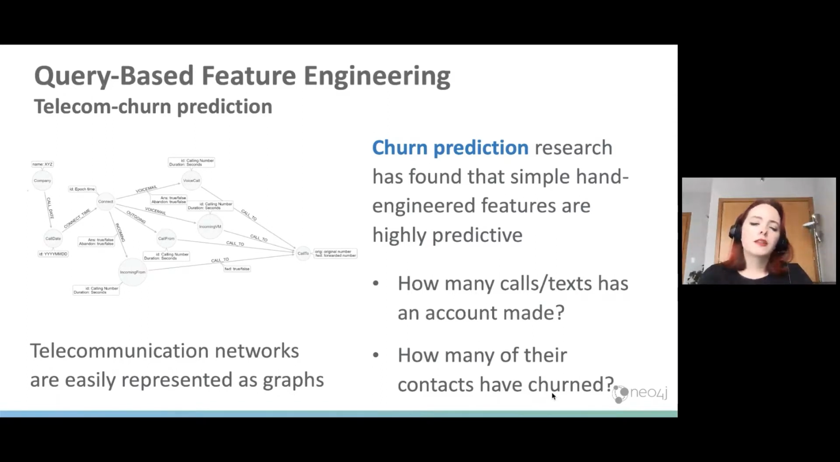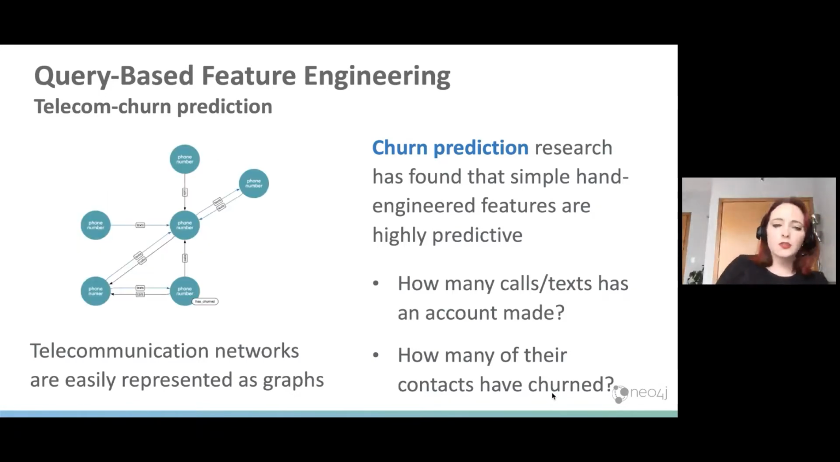Telecom networks are really easy to represent as graphs. I have kind of a complicated schema here from one of our blog posts where you have companies calling each other, you have connections, incoming, outgoing, what happened to them. You can also simplify that and just think of different phone numbers that are calling each other. And churn prediction is basically, I have a network, I want to know who's going to leave it next. I want to be able to predict for the next month who's at risk of leaving so I can devote resources to preventing that.